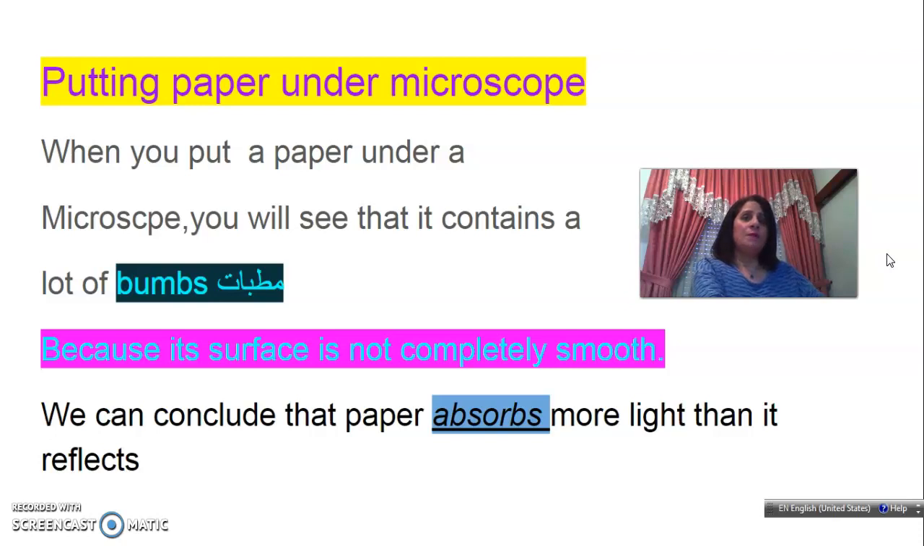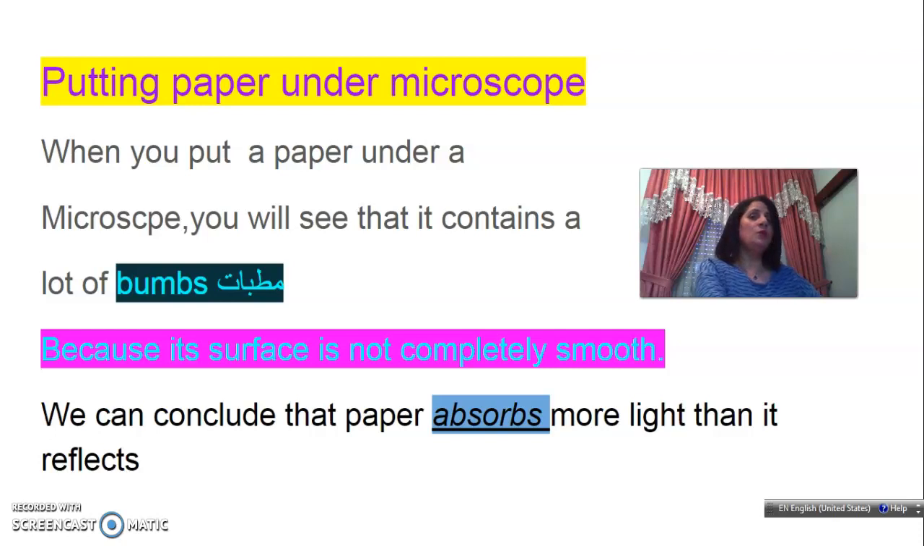So if we put a paper under a microscope, you will see that it contains a lot of bumps. We feel it is smooth, but no, it will have many bumps, because its surface is not completely smooth.